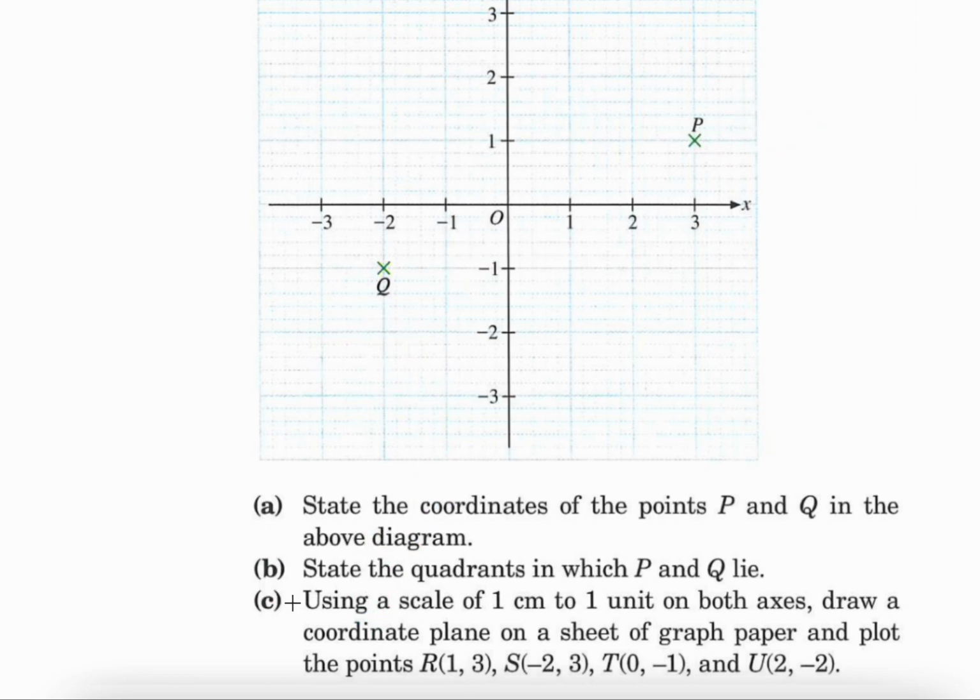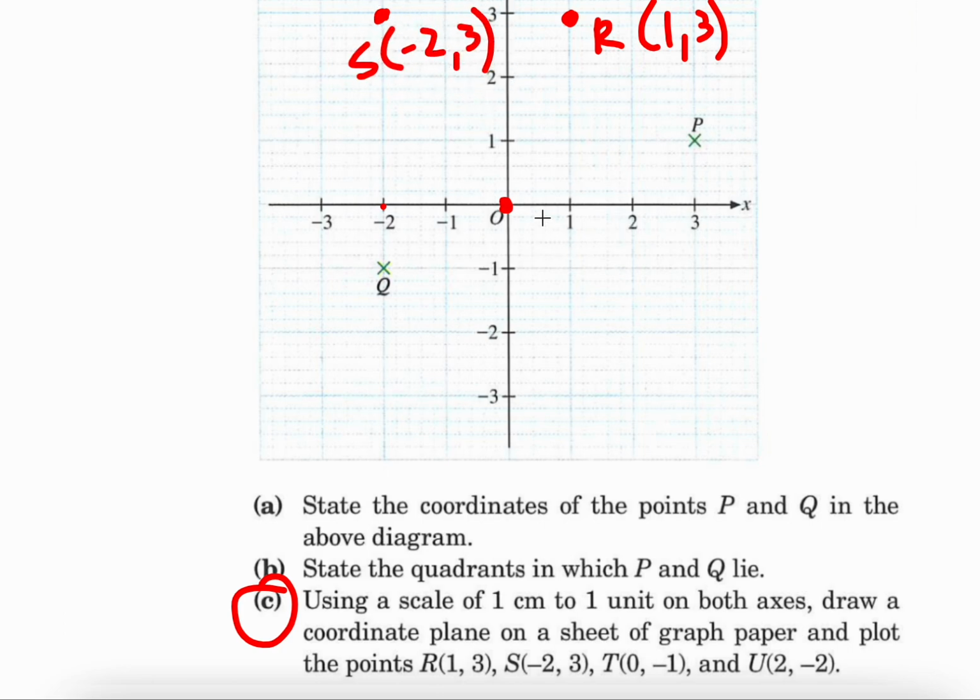And lastly, C, we have to plot R, S, T, and U. R is at 1, 3. So starting at the origin, walk to 1, fly up to 3. That's R. Then S, start at origin, walk over to -2, fly up to 3. That's S. And then for T, start at the origin, walk to 0, already there, fly down to -1. That is T. And lastly, U, walk to 2, and then fly down to -2. And there you go.